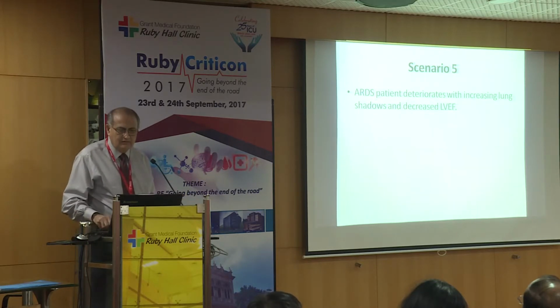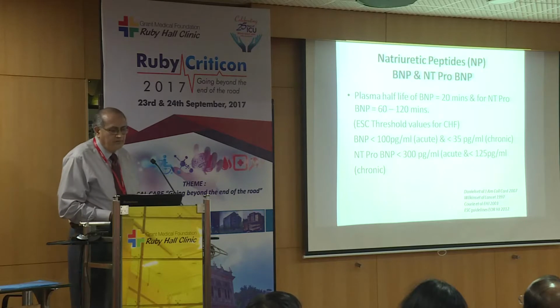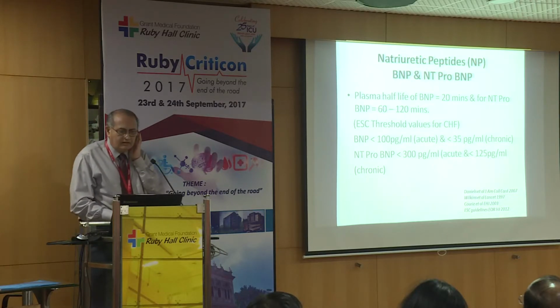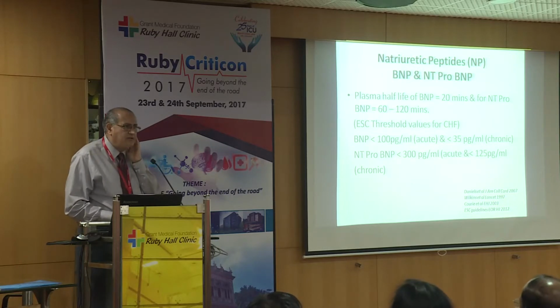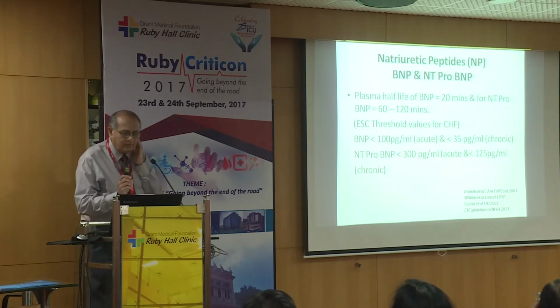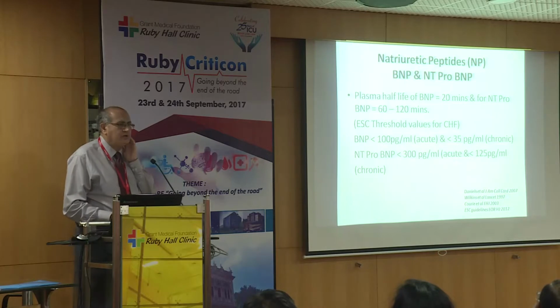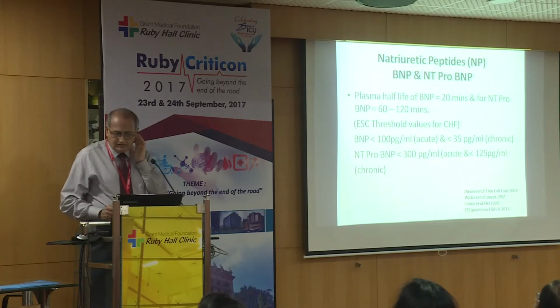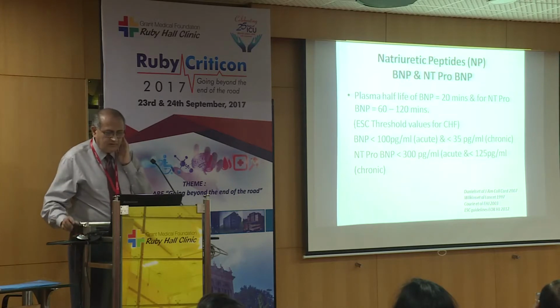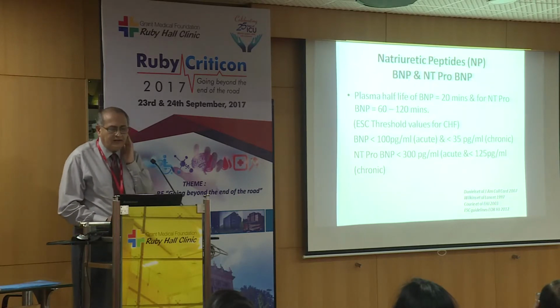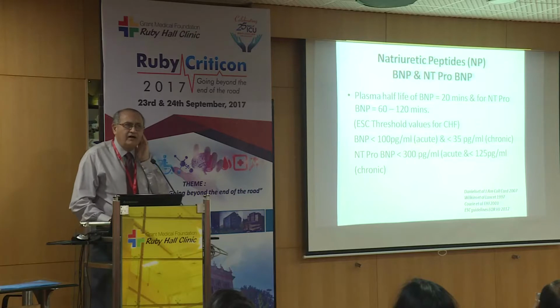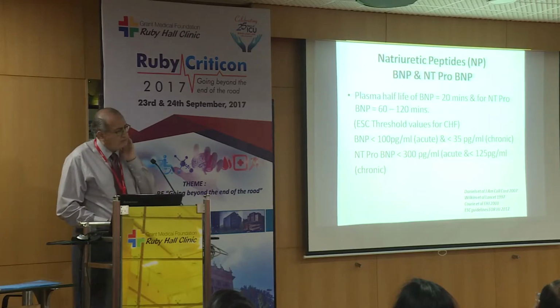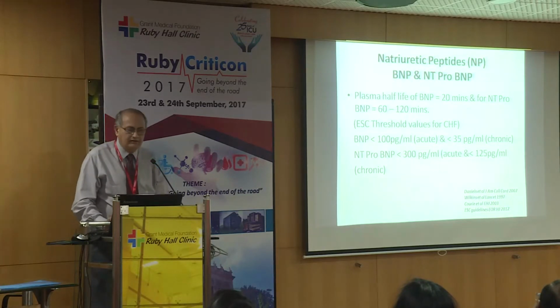Well, we all depend upon BNP, your natriuretic peptides. They are of two types. BNP is useful if you know how to use it. That's why I'm going to take 2 or 3 slides to let you know something about the BNP. BNP has 2 components: one is BNP and one is NT-proBNP. The BNP has a shorter half-life of 20 minutes. The NT-proBNP has a half-life of 60 to 120 minutes.